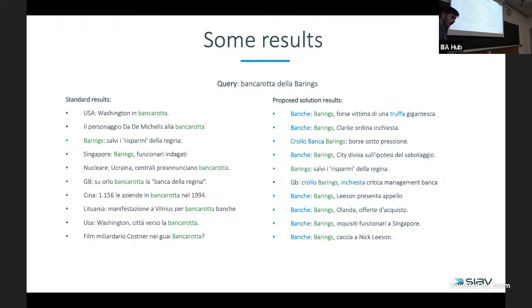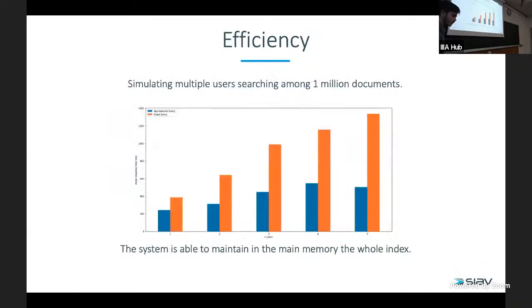Now that we've seen the quality, we could say, of the results returned to the user, we will take a look at the efficiency of the system that we implemented with our approximate solution, which is in blue as opposed to the exact solution. The way we evaluated the performances and the response time is by simulating multiple users, which are all searching at the same time among 1 billion different documents.